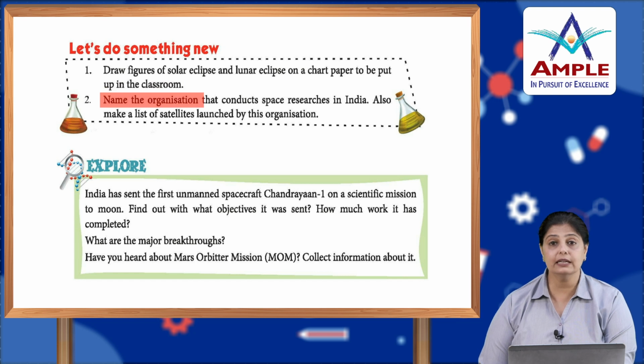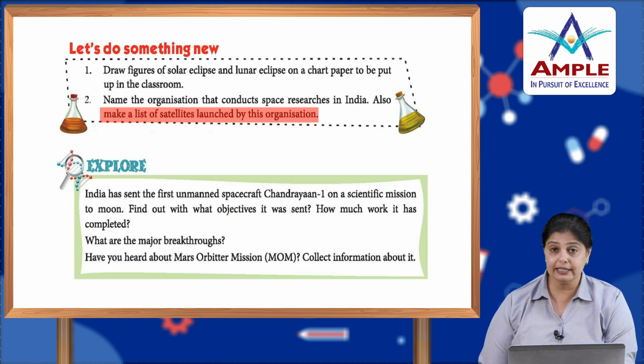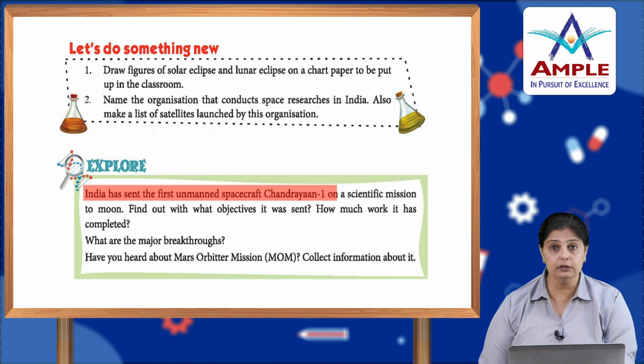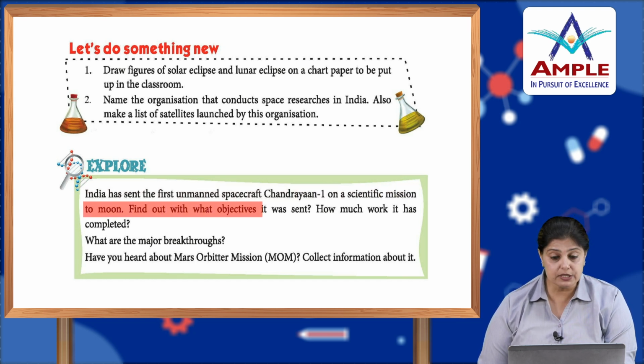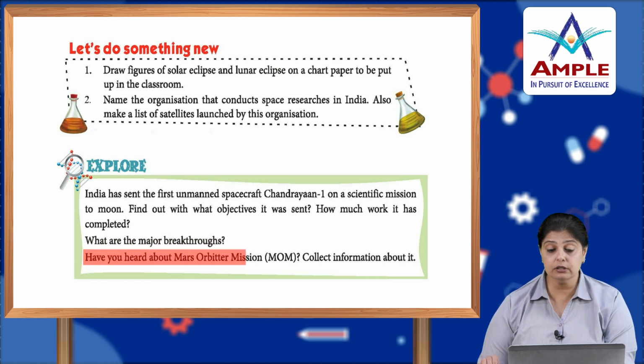Name the organization that conducts space research in India. Also make a list of satellites launched by this organization. It's ISRO. Okay. You have to name the satellites that they have launched. Okay. Now, explore. India has sent the first unmanned spacecraft Chandrayaan-1 on a scientific mission to the moon. Find out with what objectives it was sent, how much work it has completed and what the major breakthroughs are, and have you heard about the Mars Orbiter Mission, MOM? You have to collect the information about it.